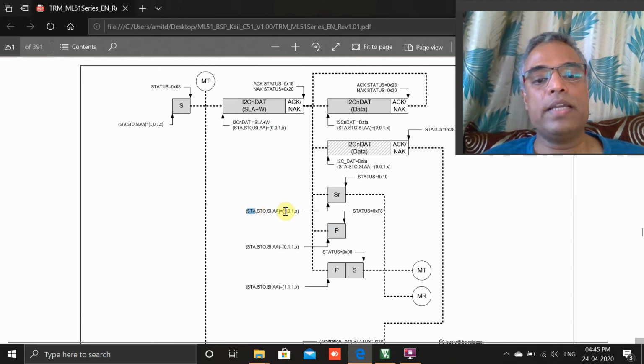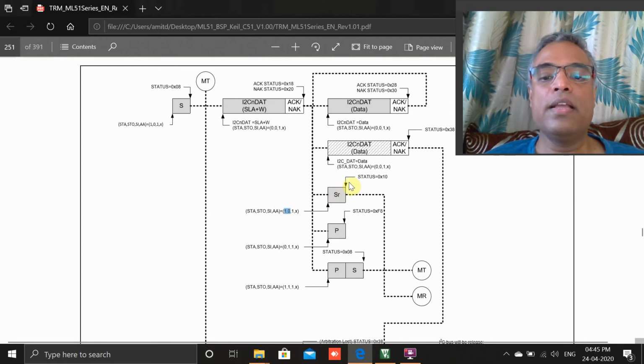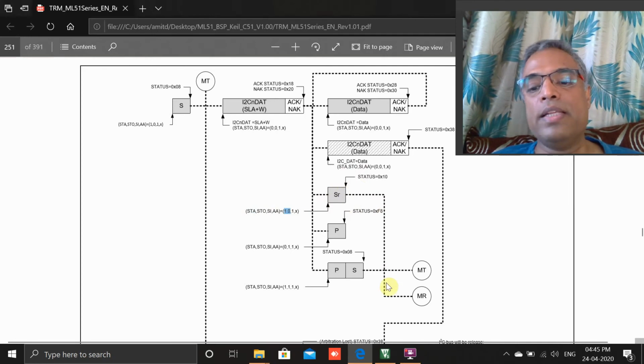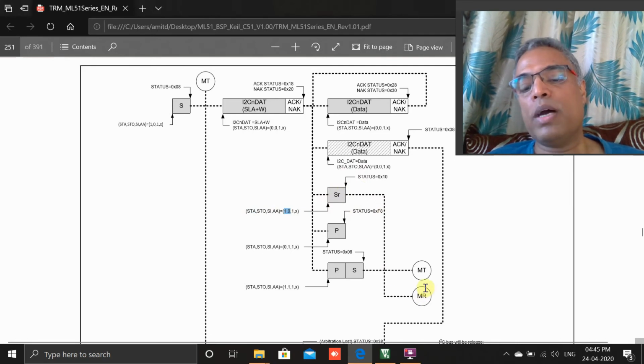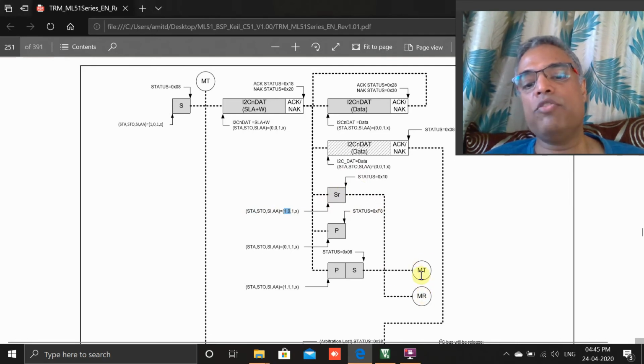This STA bit is set. If I issue a start condition again, then I'm going to be putting out a repeat start condition on the I2C bus. And in this case, I am going to go into master receiver mode instead of master transmitter mode. I am going to change to master receiver mode.